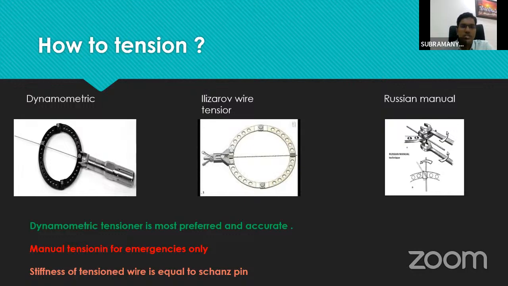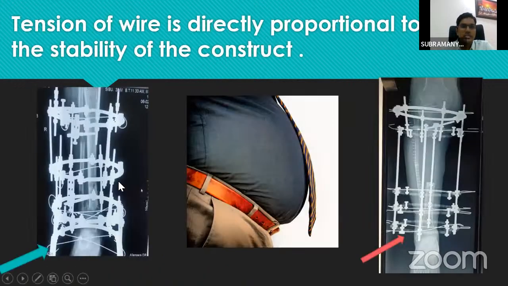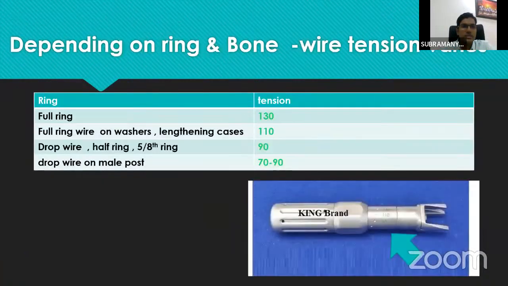The stiffness of a tensioned wire is equal to that of a shank pin. So here you can see an example. The tension of the wire is directly proportional to the stability of the construct. Here, at the green arrow mark, you can see a wire tensioned using a dynamometric wire tensioner. The wire is straight. Whereas in this case, the surgeon has used a Russian method, where you can see the slackness of the Ilizarov wire. Due to this, there will be a loss of stability and you will not be able to achieve a successful outcome.